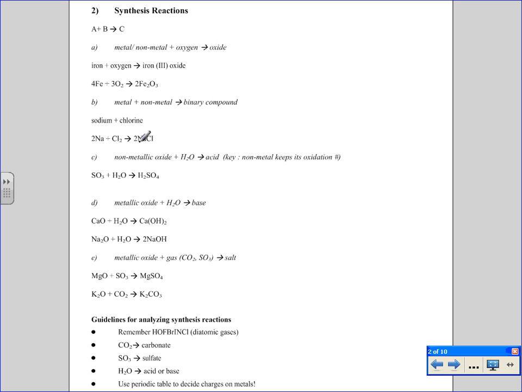These ones are both straight formation of ionic compounds, and that's something that's really important when you're writing reactions, is to write the formulas of your ionic compounds very carefully.